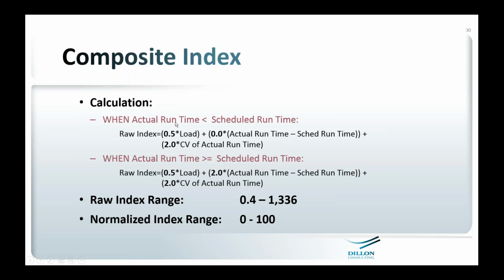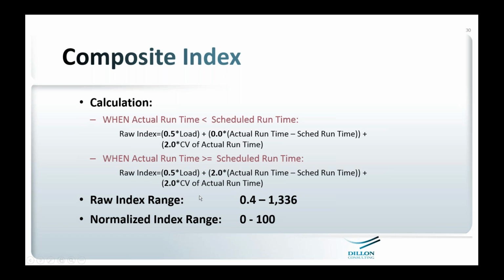So when the actual runtime is less than the scheduled runtime, that means there's really not an issue with the runtimes that are there. So in that case, we just gave 0.5 weight to load, nothing to the difference between actual runtime and scheduled runtime. But we're still interested in the variability, so we gave a weight of 2 there. And when the actual runtime is greater than scheduled runtime, then the weights are a little bit different. Still 0.5 for the passenger load, a weight of 2 for the deviation between the actual runtime and the scheduled runtime, and then a weight of 2 for the coefficient of variation.